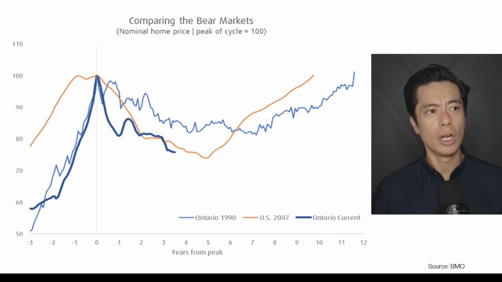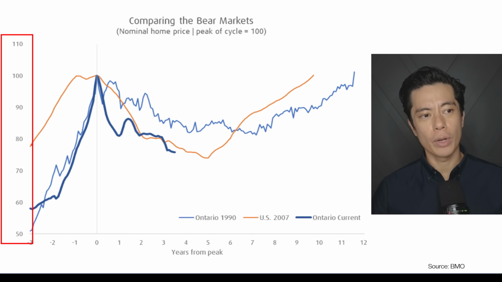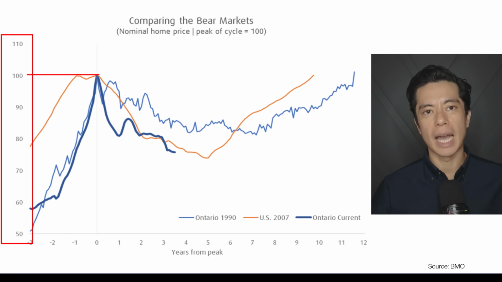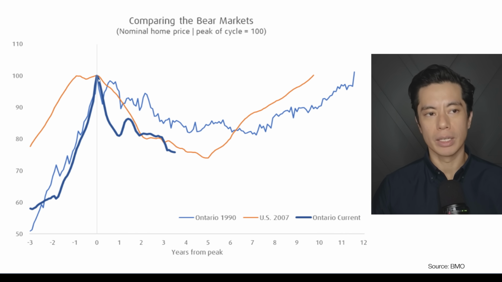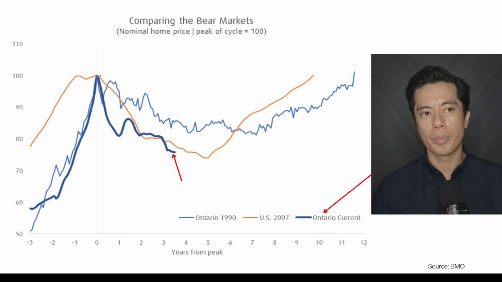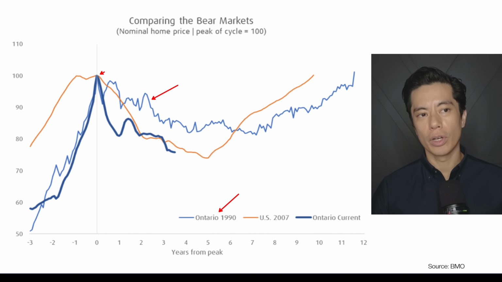On the y-axis over here, you have effectively a percentage, and the peak pricing would have been at 100% of the actual price. In our instance, which is the dark blue line, the Ontario current, your peak price would have been in February 2022 at around $1.3 million. When we compare ourselves to the Ontario 1990s light blue line, the peak would also be right over here.